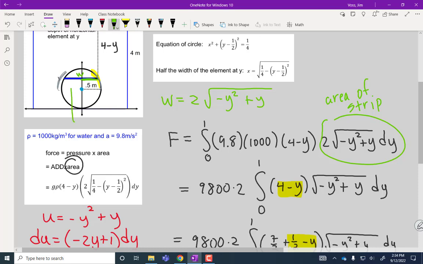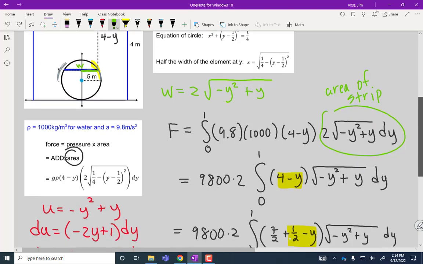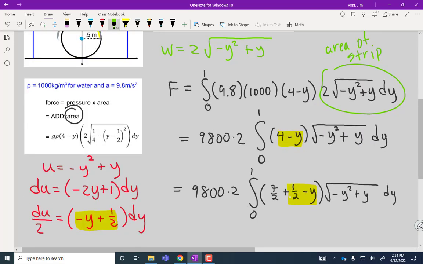So then we put it into our formula here, ADD, and then the width of the strip times the thickness of the strip, there's the area of the strip. And we got down to this crazy place right here.